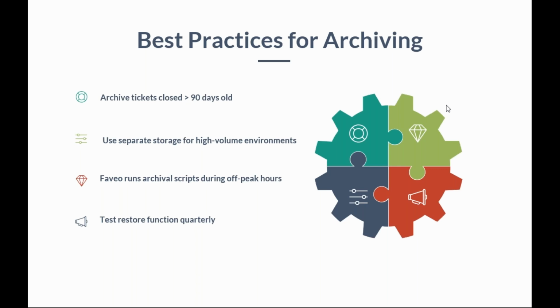The third best practice is that Favio runs archival scripts during off-peak hours. So what does it mean? The data archive plugin in itself is smart. It recognizes when the system is under load, and it slows down the archival scripts. That means fewer tickets would be moved when Favio is running normally. During the off-peak hours, it automatically pumps up the archival scripts so that more tickets are archived into the database.